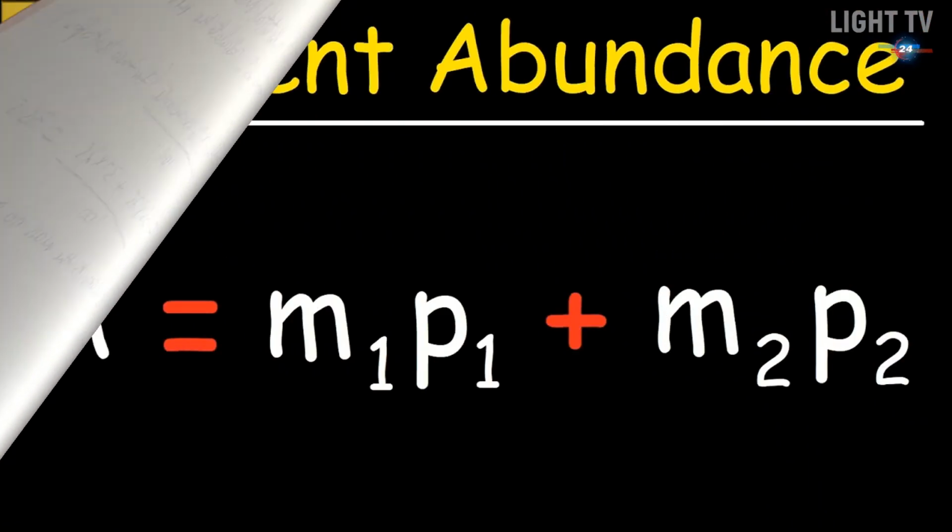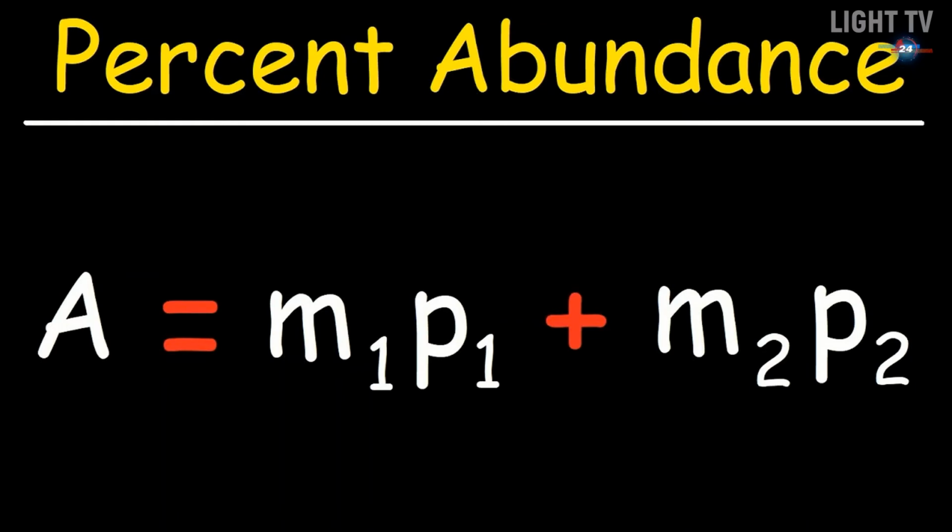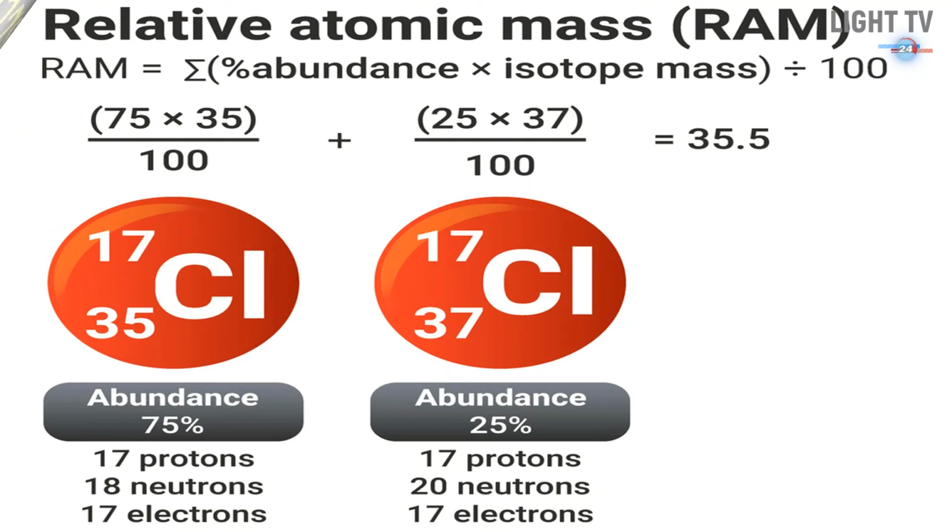RAM is equal to mass times percentage abundancy divided by 100. In this case, we have two isotopes, just like in the first example. So we are given the mass is 35 and the percentage abundance is 75. So that is going to be 35 times 75 plus 37 times 25 divided by 100, and that gives us 35.5. That is the relative atomic mass of chlorine with no units.